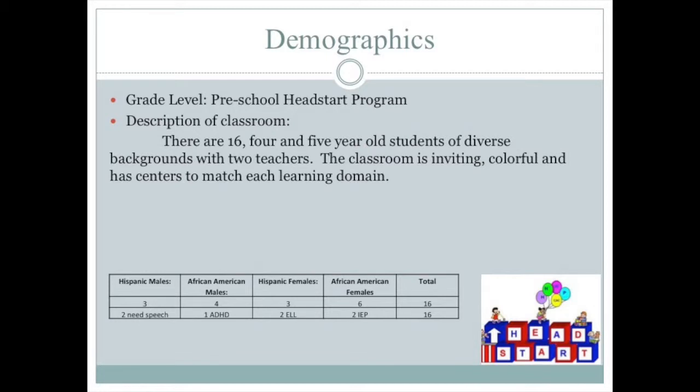Demographics. The grade level is a preschool Head Start program. The description of the classroom: there are 16 4- and 5-year-old students of diverse backgrounds with 2 teachers. The classroom is inviting, colorful, and has centers to match each learning domain.